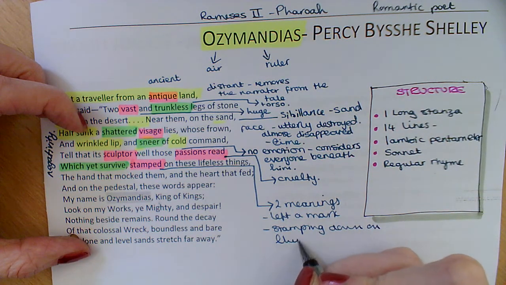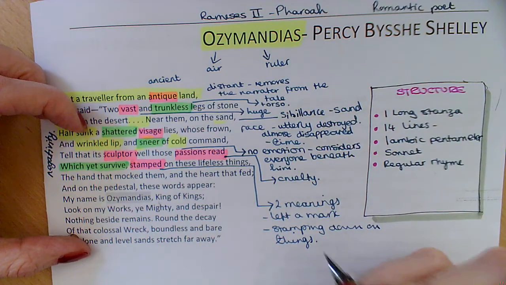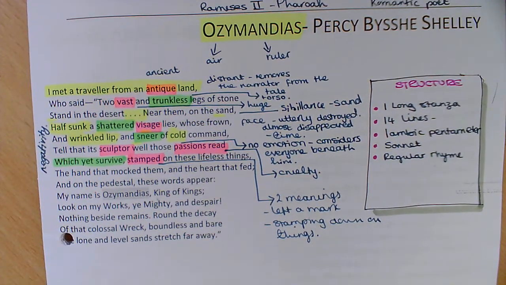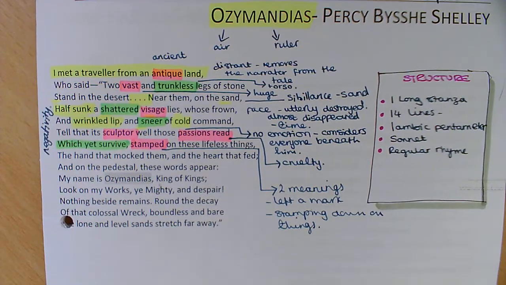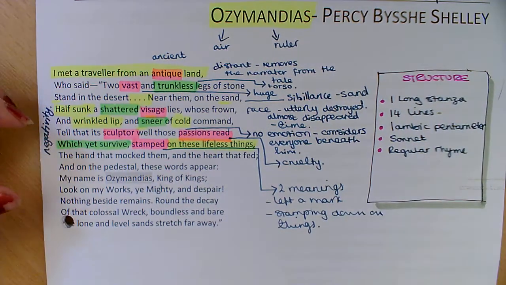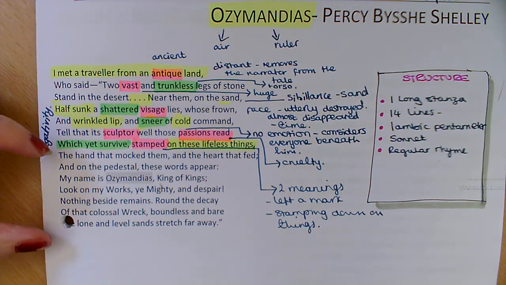So, now this is actually where you start to get higher marks when you look at alternative meanings of things, okay? Because there are two meanings there, and if you're looking at alternative interpretations, that's where you're going to actually start to move yourself forward. So yes, the sculptor has stamped on these lifeless things his work, but what he's also done is shown us this impression of this ruler that's really not very nice at all. And the fact that we're told that it's lifeless as well.